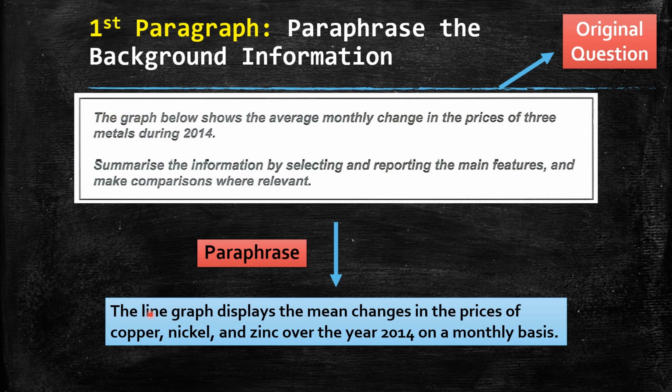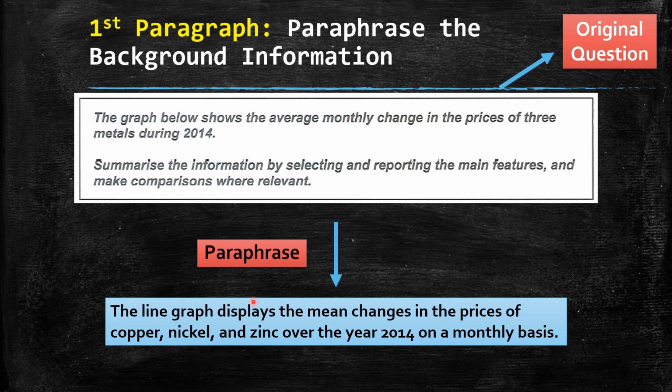Instead of the graph, I wrote the line graph. The name of the graph is a line graph. I skipped the word below. There is no need to write that word. Shows the average monthly change. Instead of shows, I wrote displays, and instead of the average monthly change, I wrote the mean changes. Mean means average. The mean changes in the prices of copper, nickel and zinc. Here the words copper, nickel and zinc are not mentioned in the background information part, but those were the 3 metals, right? Here it's written 3 metals, and I wrote the particular names of the metals.